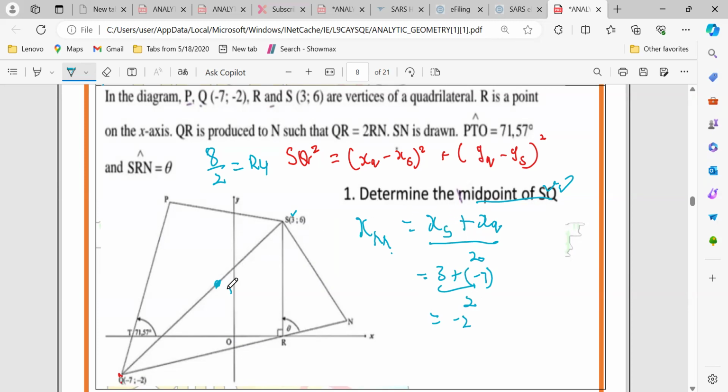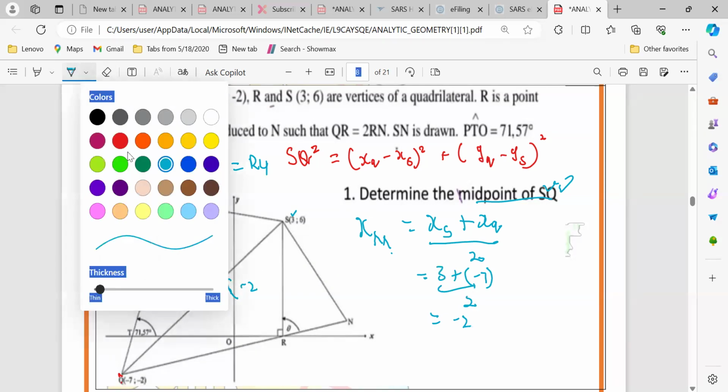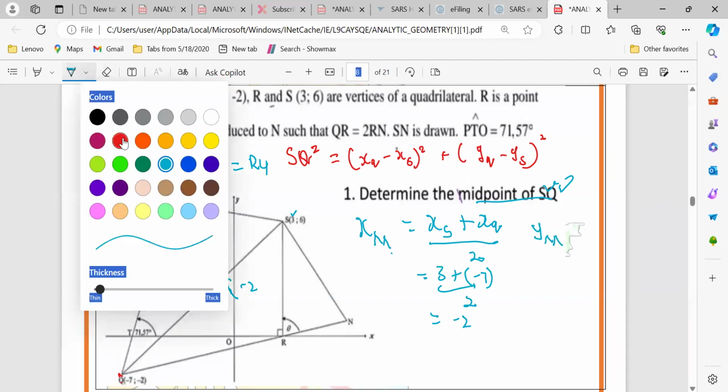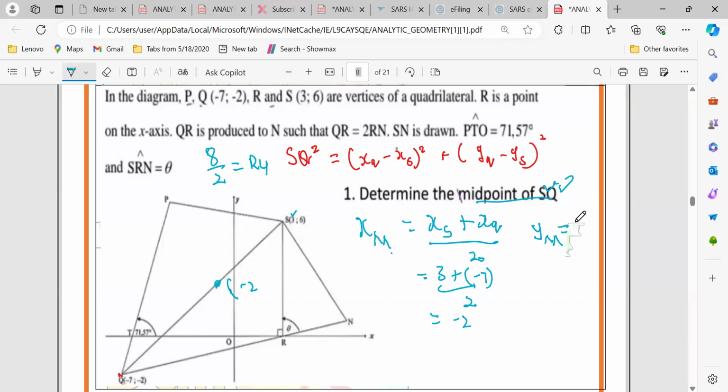This one here is going to be X of the middle. The X of the middle is going to be minus 2. So we come and update and say, okay, here we have minus 2. What else do we want? We want Y of the middle. How do you get Y in the middle? Exactly the way you got X in the middle. It's going to be Y of S plus Y of Q, all over 2.